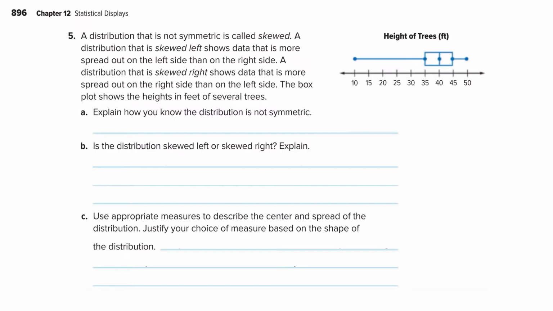Question 5. A distribution that is not symmetric is called skewed. A distribution that is skewed left shows data that is more spread out on the left side than on the right side. A distribution that is skewed right shows data that is more spread out on the right side than on the left side. The box plot shows the heights in feet of several trees. A. Explain how you know the distribution is not symmetric.